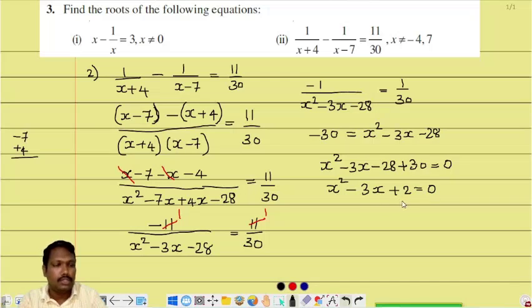So here no need to use formula, directly we can do using the method of factorization. Product of two numbers is 2 and sum of two numbers is minus 3. So the numbers will be minus 1 and minus 2. You can check: when you multiply, you will get plus 2; when you add this, you will get minus 3.